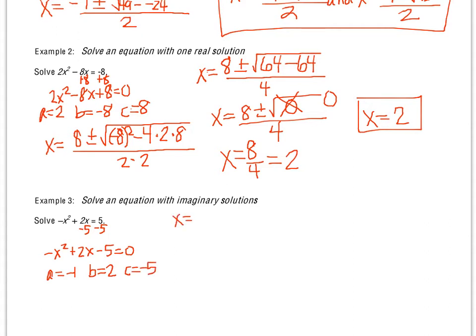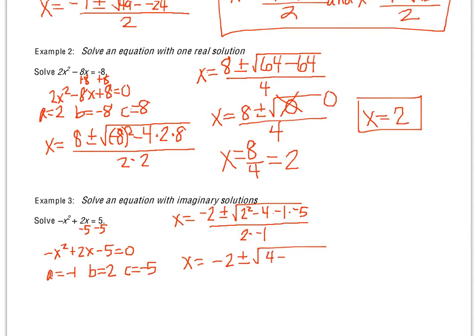So x equals the opposite of b, so negative 2, plus or minus the square root of b squared, so 2 squared, minus 4 times a is negative 1, times c is negative 5, and that's all over 2 times a, so 2 times negative 1. So x equals negative 2 plus or minus the square root. Let's simplify underneath that radical first. 2 squared is 4, minus 4 times negative 1 times negative 5, actually, it's positive 20, and that's all over 2 times negative 1 is negative 2.